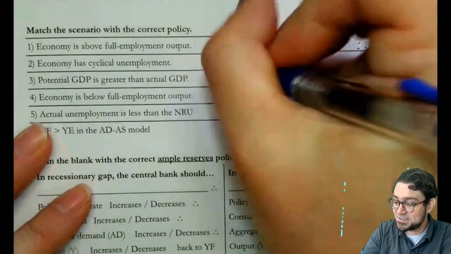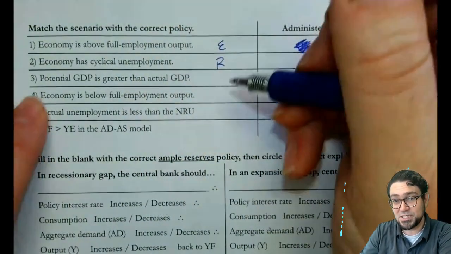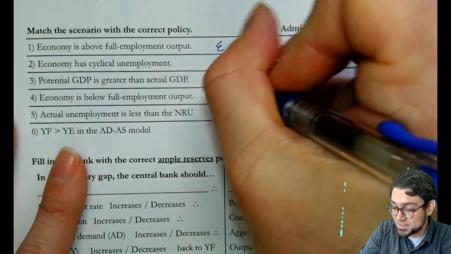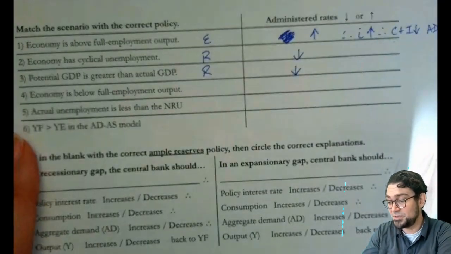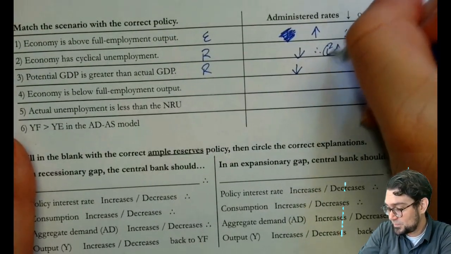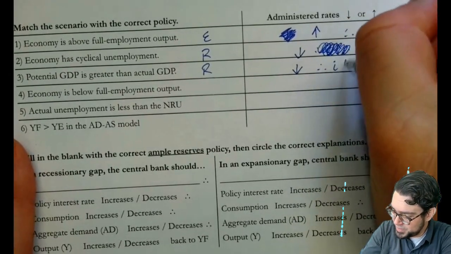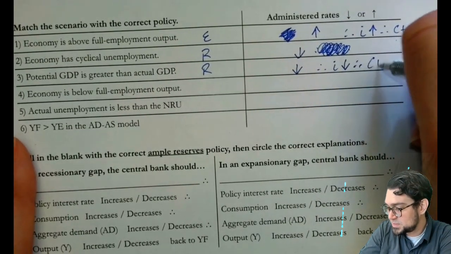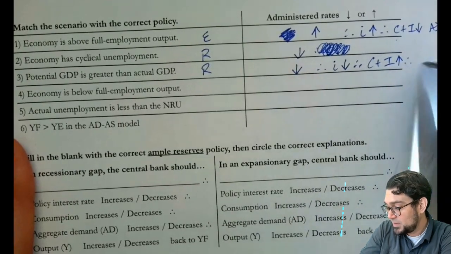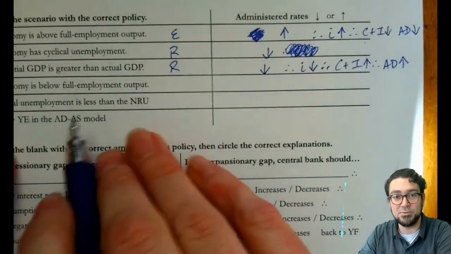If the economy has cyclical unemployment, we're in a recession, so we want administered rates to go down. If potential is greater than actual, we are in a recession, so we want the administered interest rates to go down. Again, I'm just going to put this here so that you have it. I am struggling with these. Therefore, the interest rate would go down. Therefore, consumption and investment would go up. And therefore aggregate demand would go back up. So it's really just the mechanism by which it works, right? I want you to be able to see it.